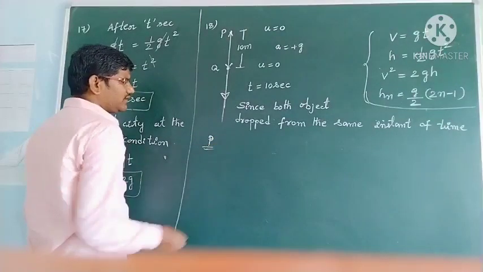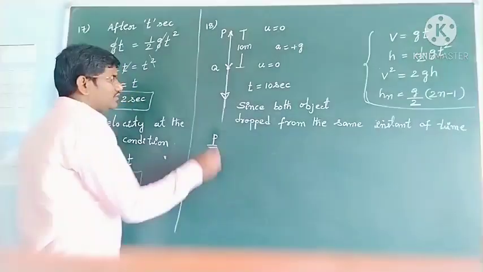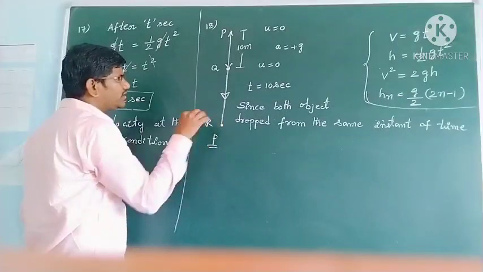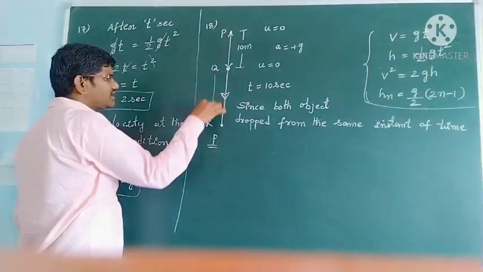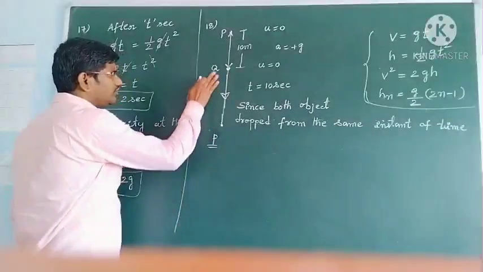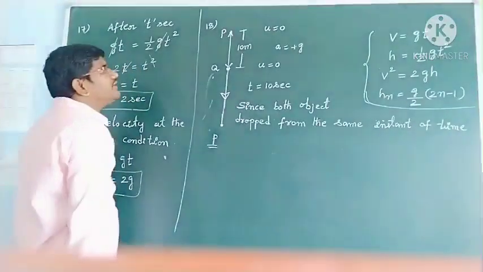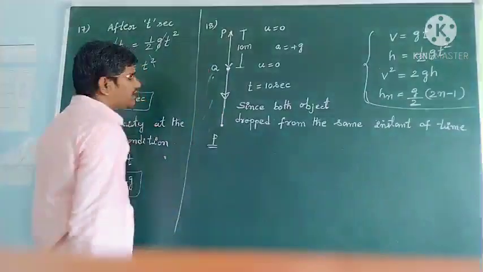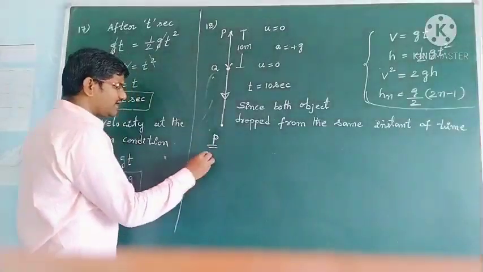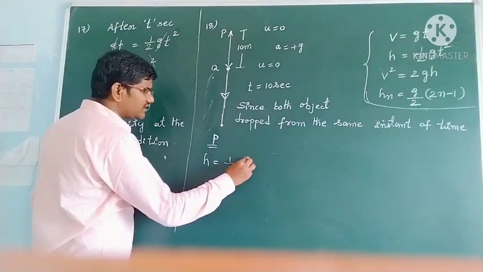if you write for the first object, that is for P, after 10 seconds, if it comes to this point R, so this is the height fallen if we consider. Actually this is a theory bit, you need not do the sum. Otherwise, after 10 seconds, what is the height fallen by the first stone? If you calculate, you check it. After 10 seconds, it will become half g t square.